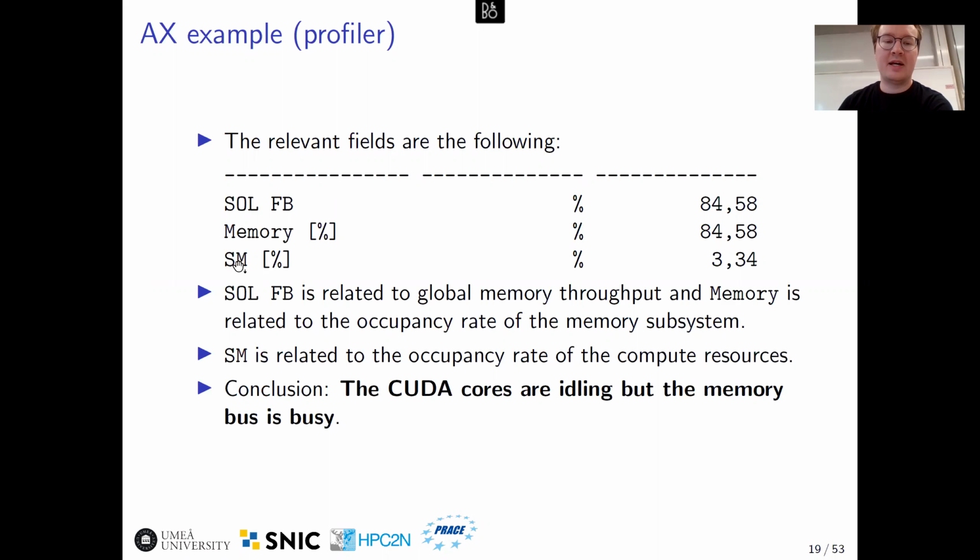Then we have SM, and this is related to occupancy rate of the computing resources. And what we can conclude here is that clearly this SM is very low. It's only 3.34%, which indicates that the CUDA cores are being idle, whereas the memory system is being reasonably busy and clearly moving data around the memory at a reasonable rate.